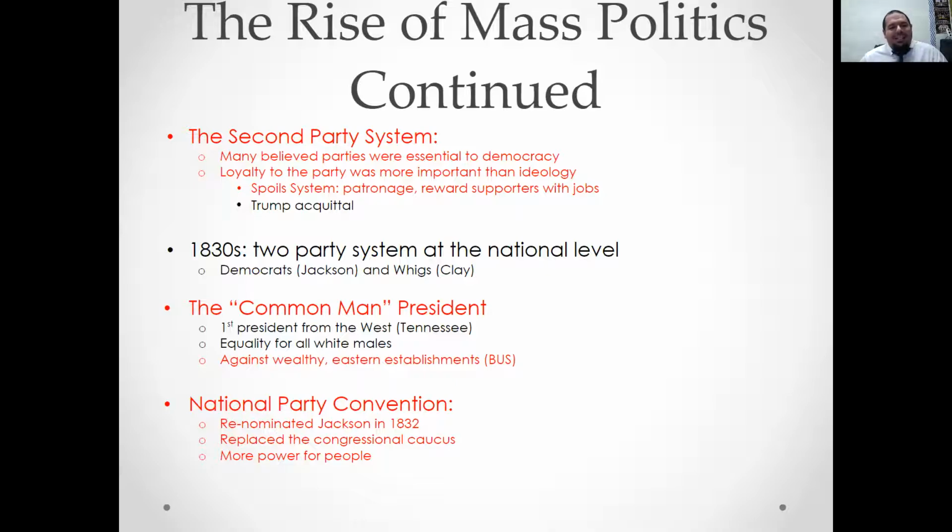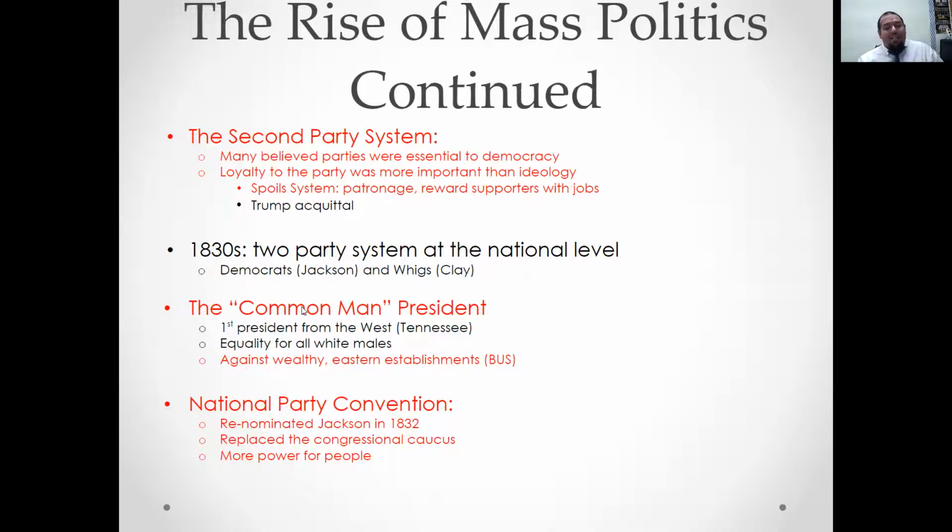In the 1830s, the two-party system was now at the national level. So you have the Democrats under Jackson and the Whigs under Henry Clay. Jackson was known as the common man president. He was the first president from the West, from Tennessee. And he advocated for equality for all white males. And he was against the wealthy Eastern establishments like the Bank of the United States, which he really did not like.